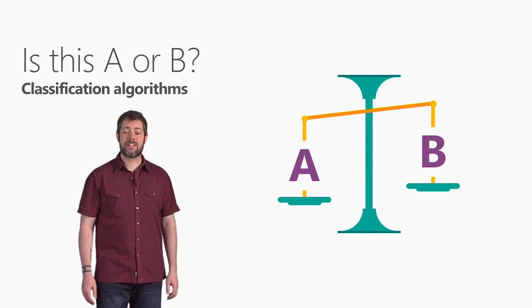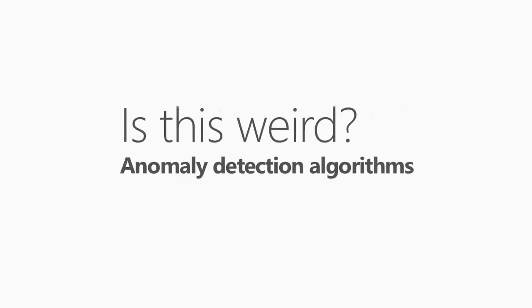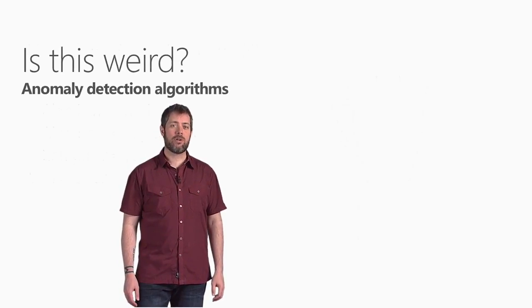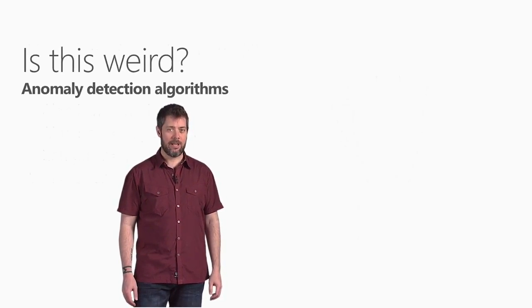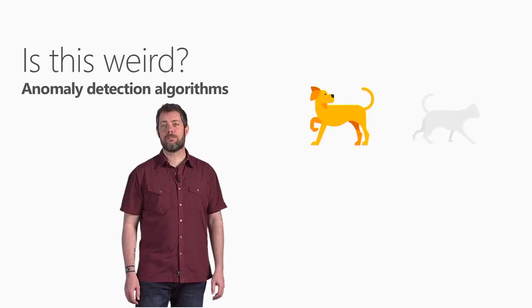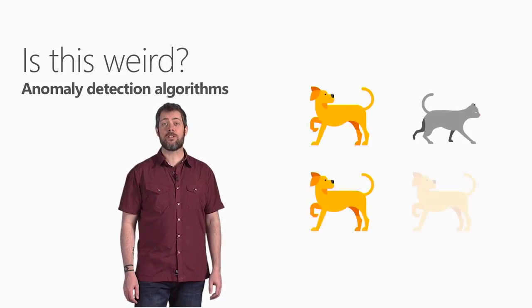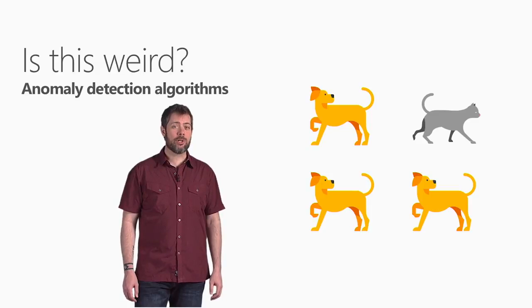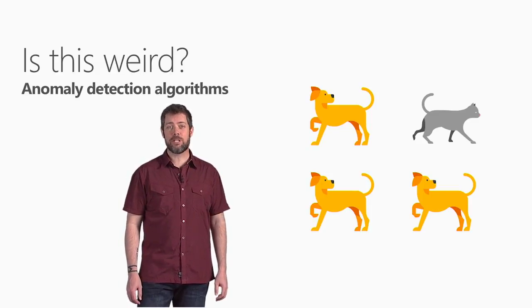The next question that data science can answer is, is this weird? This question is answered by a family of algorithms called anomaly detection. If you have a credit card, you've already benefited from it. Your credit card company analyzes your purchase pattern so that they can alert you to possible fraud. Charges that are weird might be a purchase at a store where you don't normally shop, or buying an unusually pricey item.